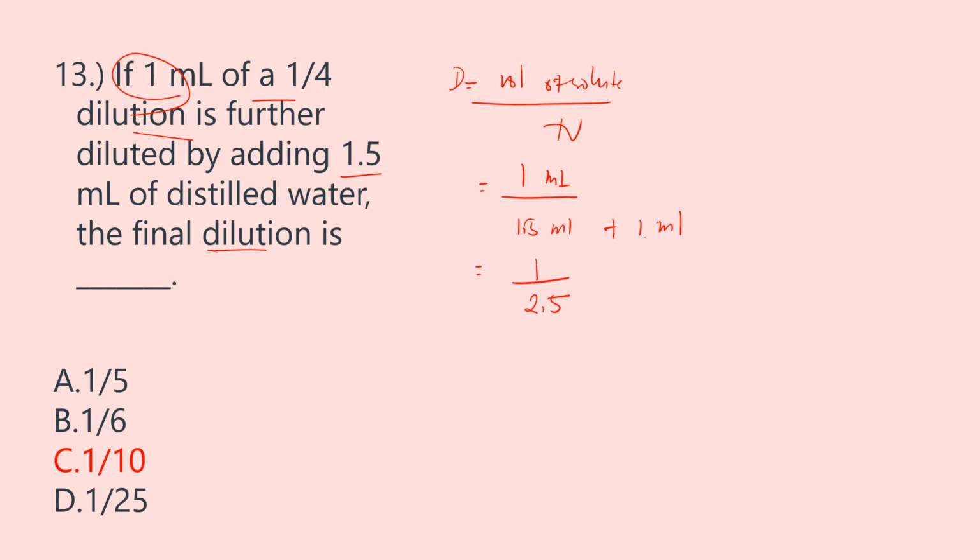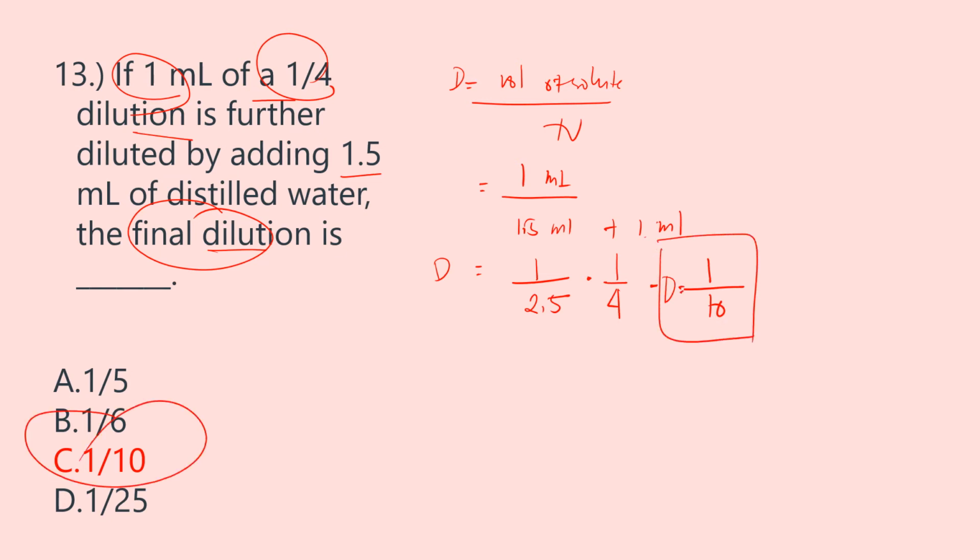Okay, so this is going to be the tube dilution. But of course, remember that we are looking for the final dilution. So you are going to multiply this, okay, with the dilution of the previous tube. So that is 1 over 4, which is now 1 over 10. So the dilution or the final dilution of the second tube is 1 over 10.